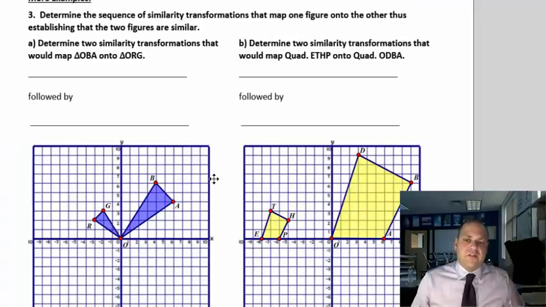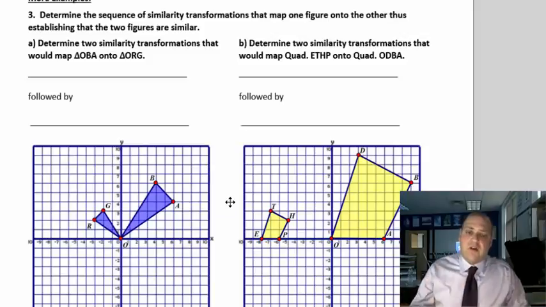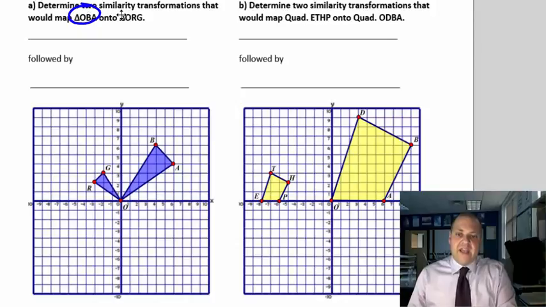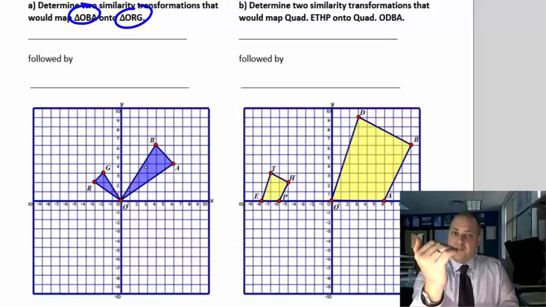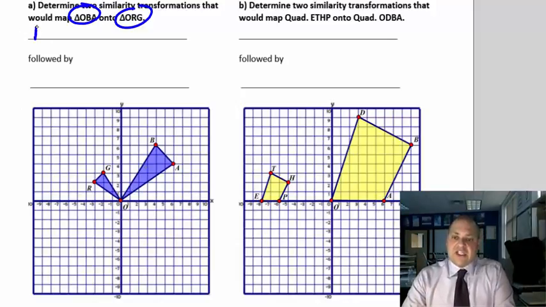Determine the sequence of similarity transformations that map one figure onto the other. So I've already done this just to kind of go a little quicker. Sometimes it's tough, but you can tell there's a dilation in both of these, right? Okay, there's a dilation, then what happens? Well, now they're saying go from OBA to ORG. So we're starting with the big boy, going to the little guy. All right, so starting with the big boy, it's a dilation of something, a fraction. It got smaller. So it's a dilation.